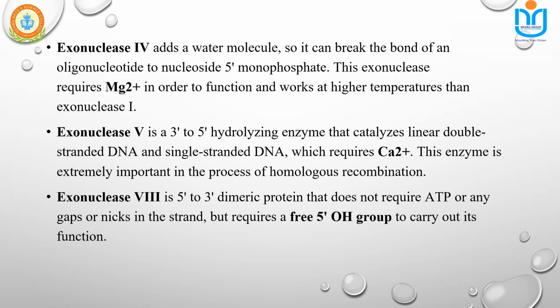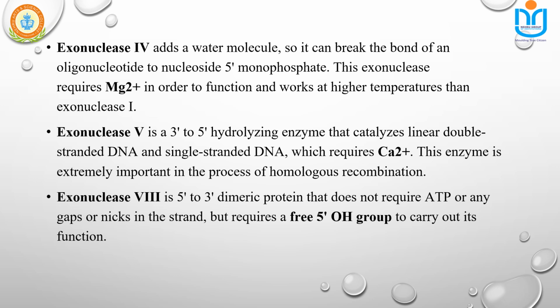Exonuclease 4 adds a water molecule so it can break the bond of an oligonucleotide to nucleoside 5' monophosphate. This exonuclease requires magnesium ion in order to function and works at higher temperatures than exonuclease 1. Exonuclease 5 is a 3' to 5' hydrolyzing enzyme that acts on linear double-stranded DNA and single-stranded DNA, which requires calcium ion. This enzyme is extremely important in the process of homologous recombination.